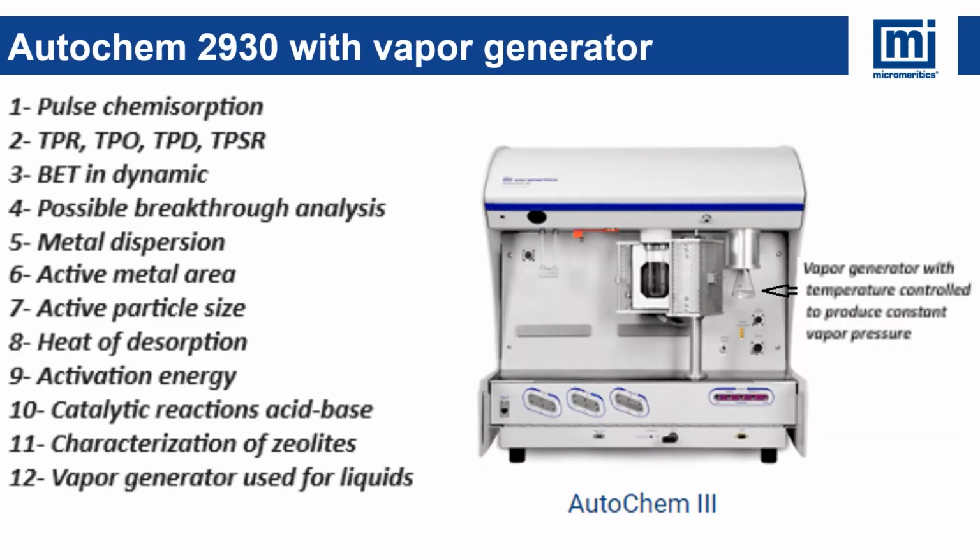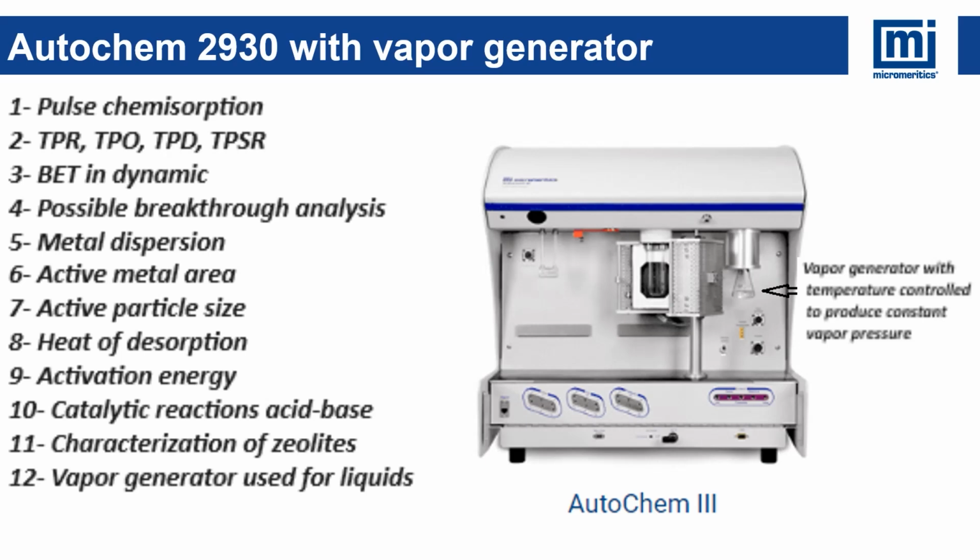This is our 2930 AutoChem. We use this to determine the isopropylamine and methanol. As you can see on the left side of the instrument, there is the vapor generator where we place the isopropylamine, and we can heat it up and control very precisely the vapor pressure of isopropylamine that can be dosed to the sample. So we can calculate the total amount of isopropylamine used to saturate the sample. After that, we can do the TPD, or desorption, of isopropylamine to measure the amount of propylene formed, and therefore we can quantify the Brønsted acid sites in our catalyst.